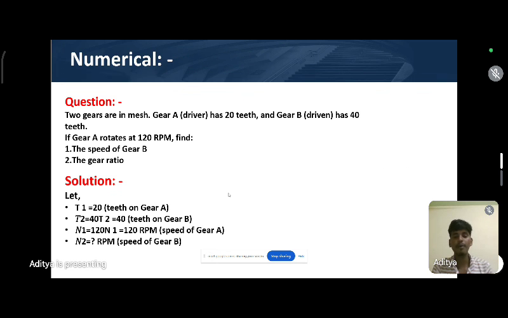And then we solve a simple numerical on this law of gearing concept. Here, given the first gear has 20 teeth and the second gear has 40 teeth. The first gear speed is given as 120 rpm. We have to calculate the speed of the second gear and the gear ratio.